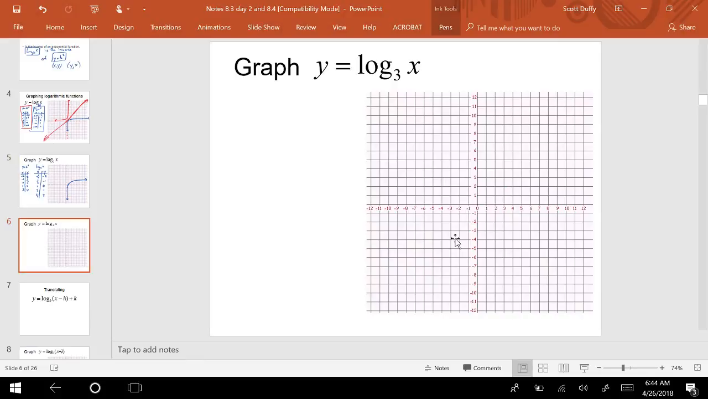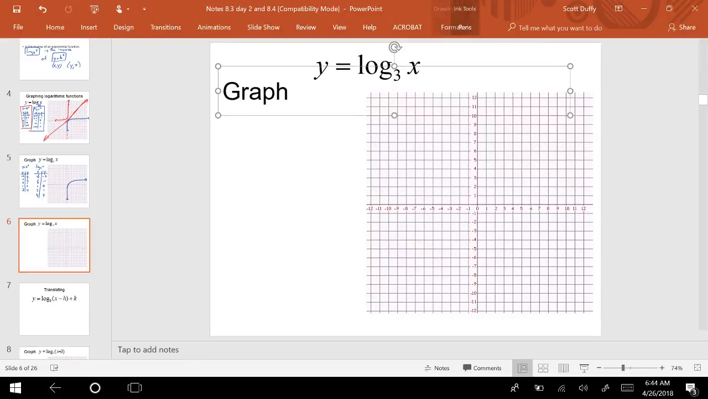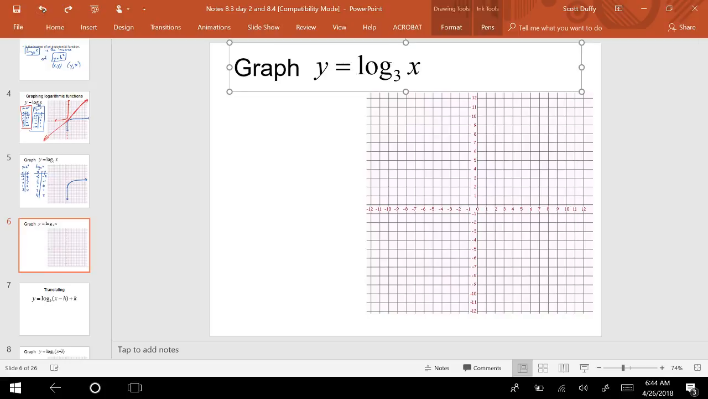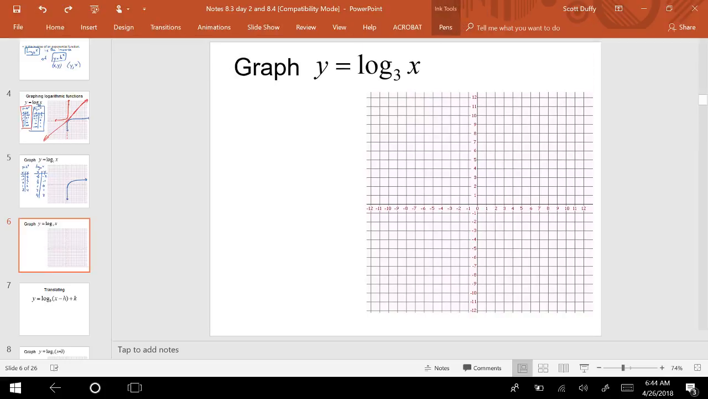Same thing with log base 3 of x. So y equals 3 to the x. Make your x and y coordinates.